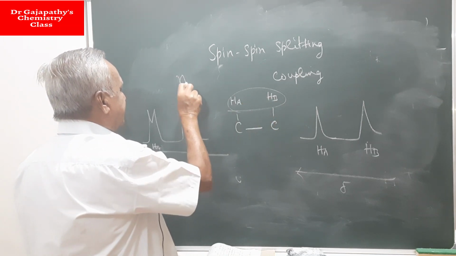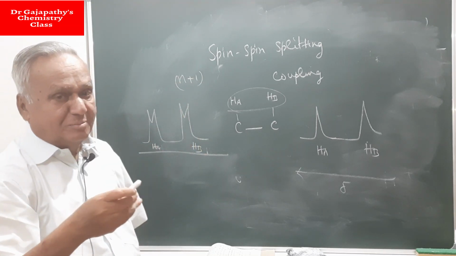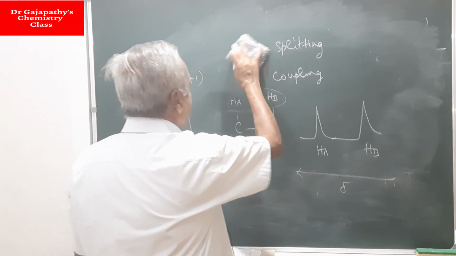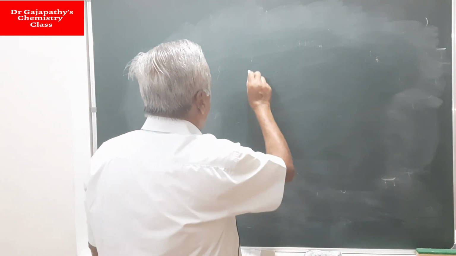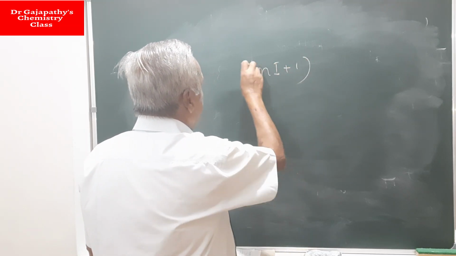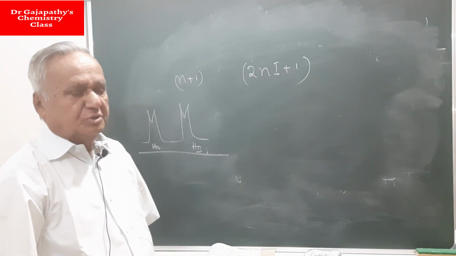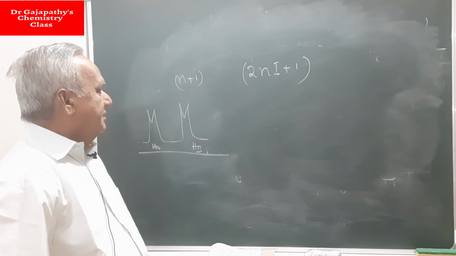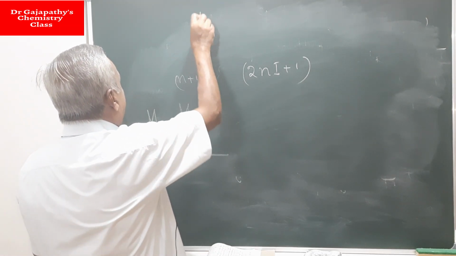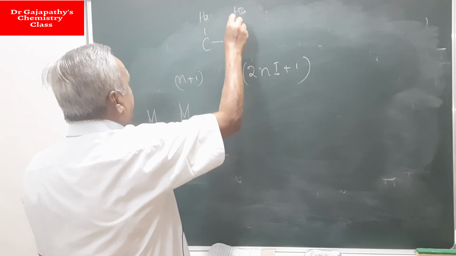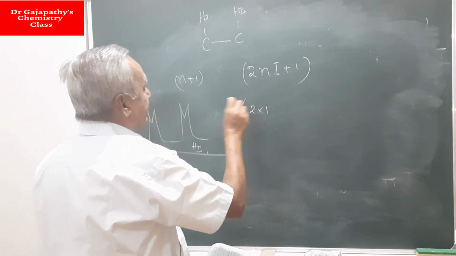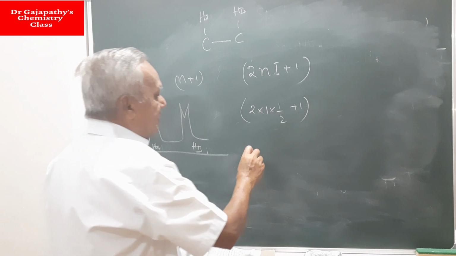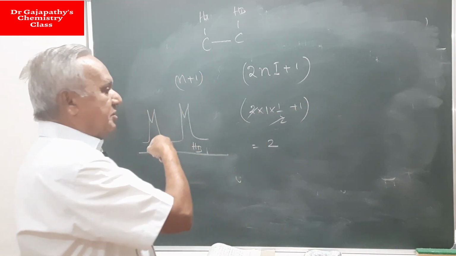So N plus 1 is the splitting I said. This formula is applicable only for protons. So this will become 2 and this will also become 2. The general formula can be mentioned as 2NI plus 1, where N refers to the number of nuclei on the adjacent atom, and I is the spin of that nucleus. In this case, on the adjacent carbon atom, only one hydrogen is there. So N is equal to 1 here, and the spin of the proton is half, plus 1. So it will be equal to 1 plus 1, that is 2. That's why you get a doublet.